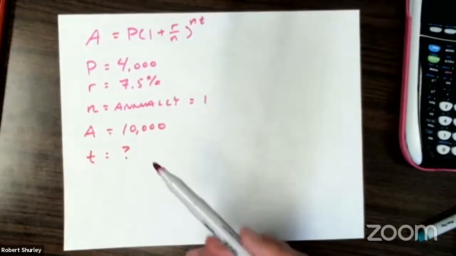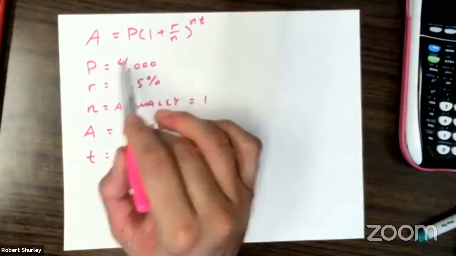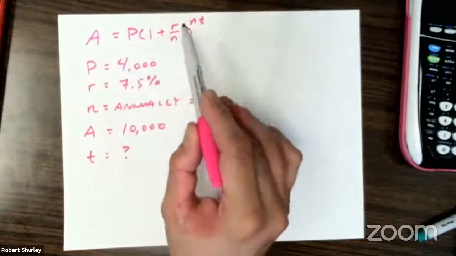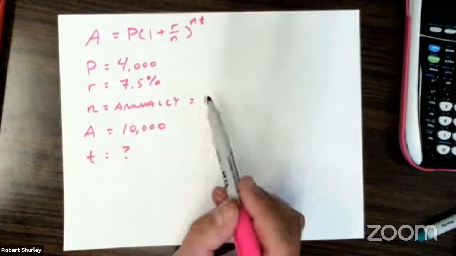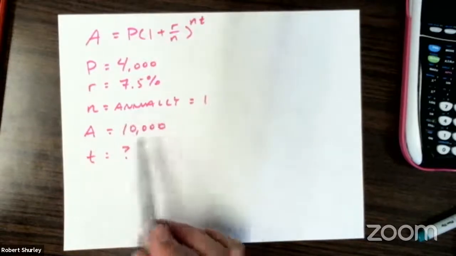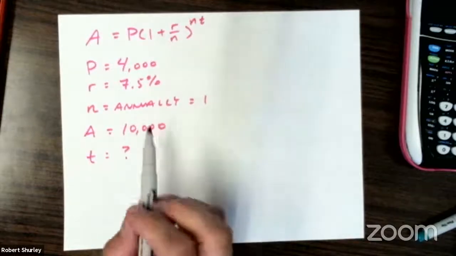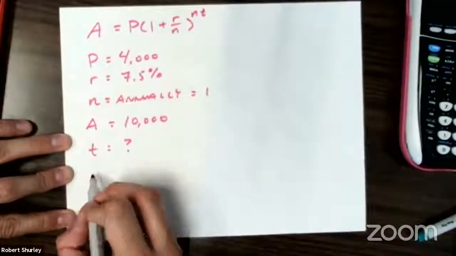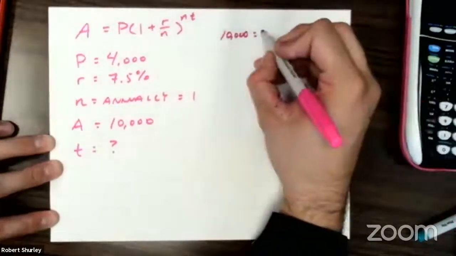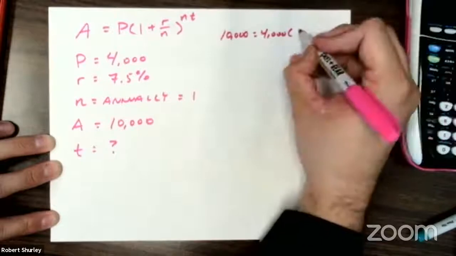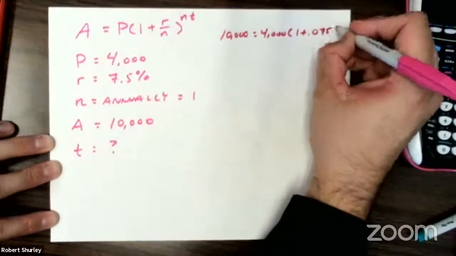Okay, so the question's different for this section. It's not just plugging it all in to see what we have after it compounds. We want to know, if we've got $4,000, we've got an interest rate, we know how often it's compounded, how long is it going to take? So the question is the length of time it's going to take to get us to a certain amount. So let's plug in what we know. We know 10,000 equals, now our principal is 4,000, 1 plus, R is 0.075, remember we have to write it as a decimal.